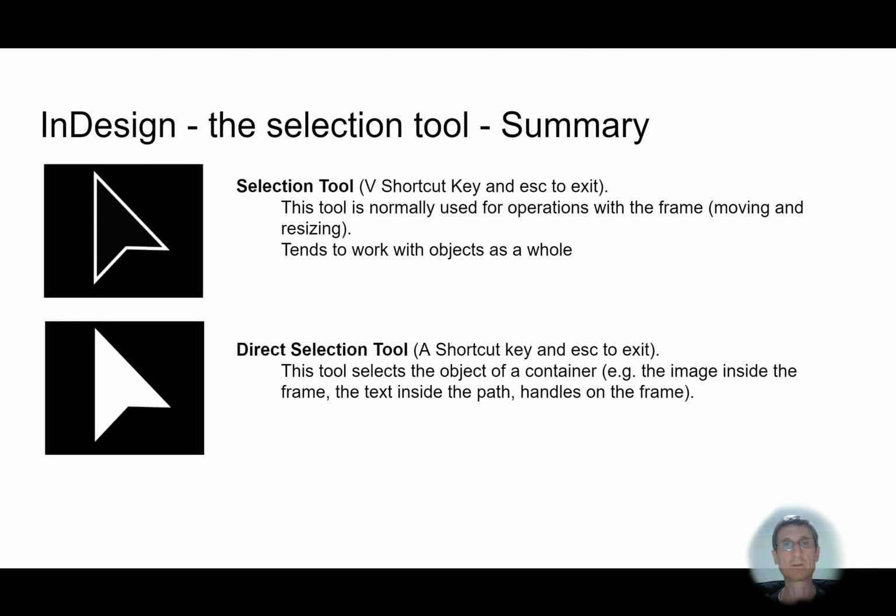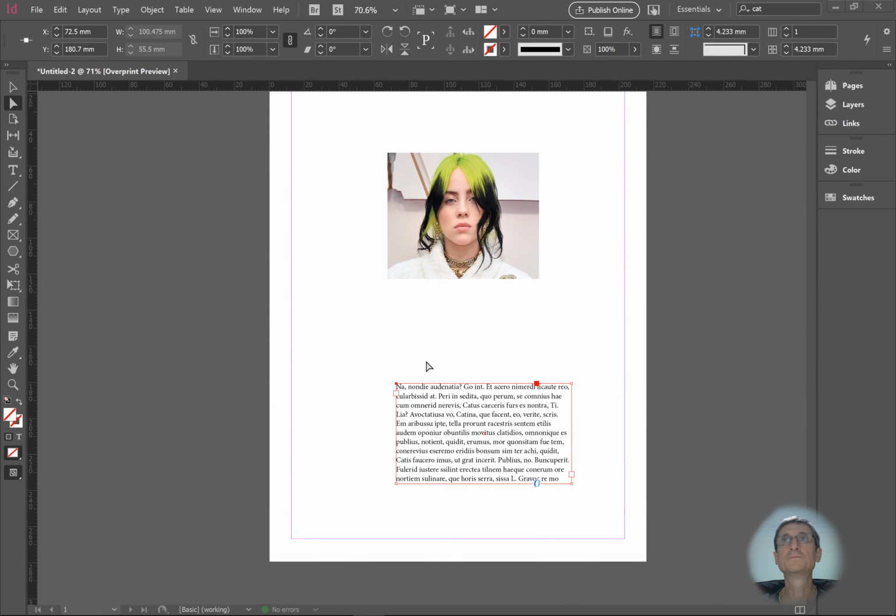So let's go and have a look at InDesign itself. Here we have a couple of very common things that you would have in InDesign. One's an image and one's some text. Both of them are surrounded by boxes. So let's start with the selection tool.